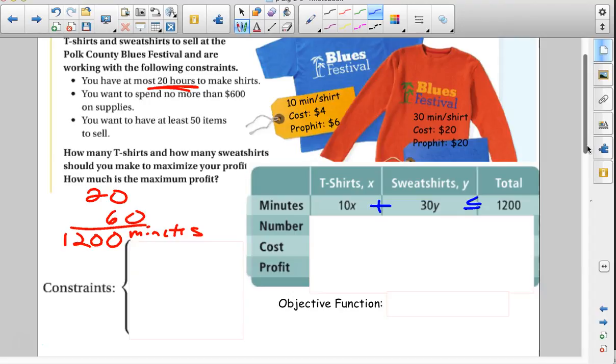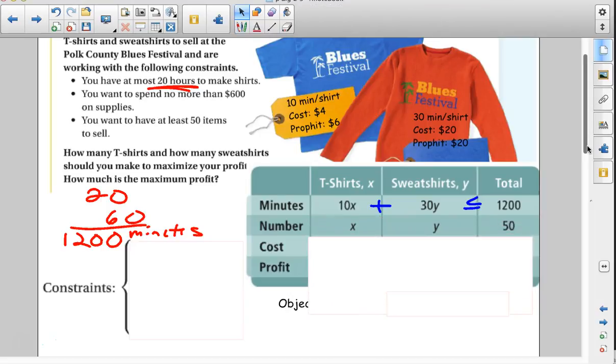All right, so I come and look over here. Is there anything about the numbers up here? And I realize, well, no, the rest of the information is about money. So I want some of each, x plus y, but I want to have at least 50 items. So that's going to be greater than or equal to 50. So 10x plus 30y is less than or equal to 1200, and x plus y needs to be greater than or equal to 50. And there was one more constraint, and that was about money.